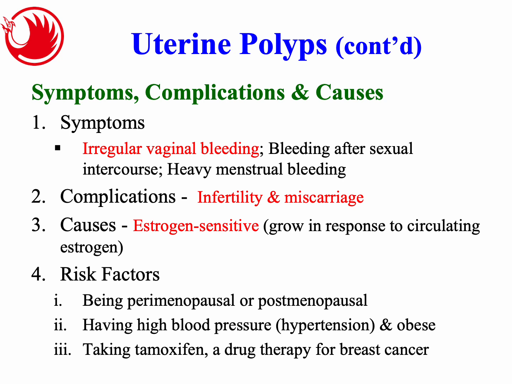Another factor is high blood pressure and obesity. Both conditions are linked to a higher risk of polyps. Next is the drug tamoxifen. This drug therapy is meant for breast cancer, but it can increase the risk of developing uterine polyps.